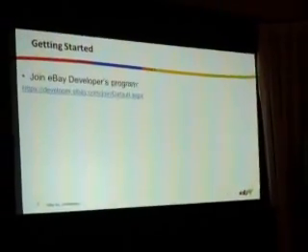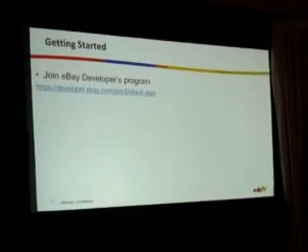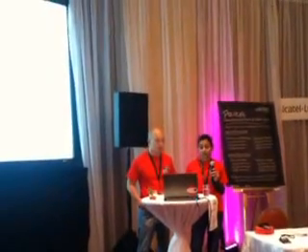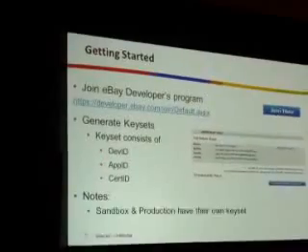Getting started. Very simple. How do you get started with the eBay platform? Firstly, you need to join the developers program. It's a really simple sign-up process. Go to developer.ebay.com, click the Join Now button, fill out the fields, and you're ready to go. The next thing that you need to do is generate your key sets. The key sets will act as your API credentials. So make sure you generate your key set once you're registered.